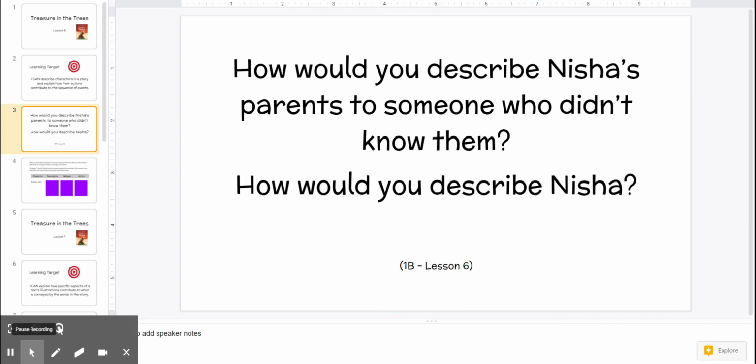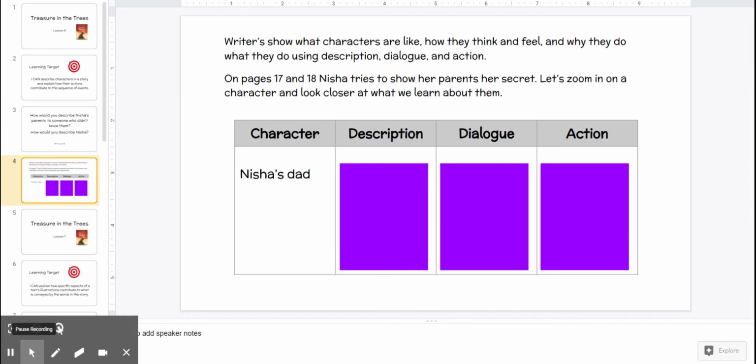We're going to spend some time today looking at Nisha's dad, at that character from the story. So let me show you a little chart here. Now, writers or authors in a story, they show what the characters are like, how they think and feel, what they do by showing us with a description, by telling us the dialogue that they have with the characters, and by showing us their actions.